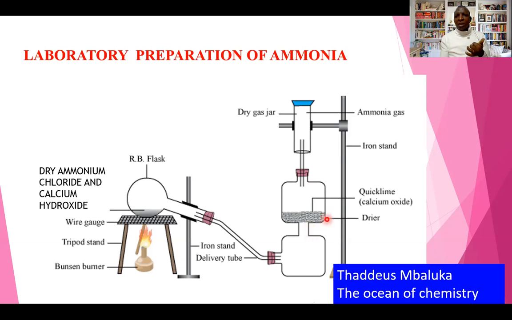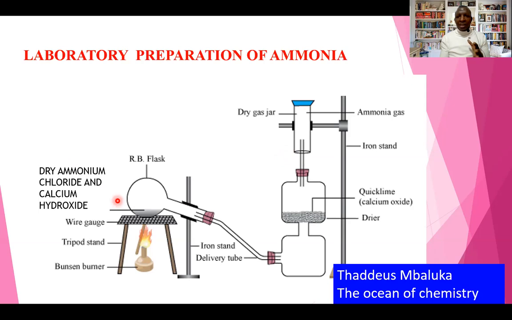Ammonia is less dense than air, and therefore it is collected by upward delivery. Remember, ammonia and hydrogen gas are the two gases that are completely less dense than air. They are less dense than air, and therefore they can comfortably be collected by upward delivery. Again, ammonia has only one suitable drying agent among the three common ones, and that is calcium oxide.